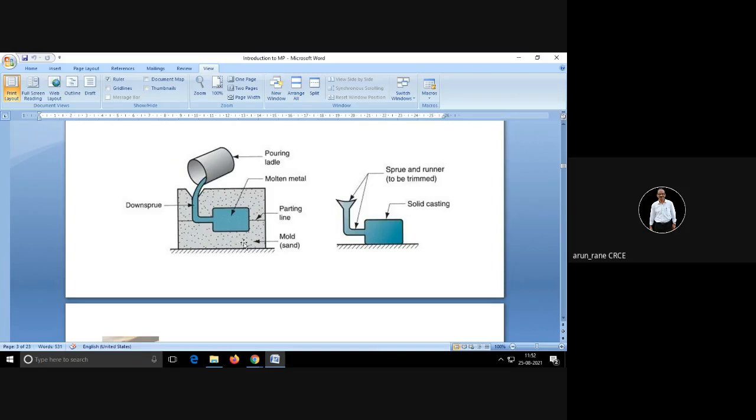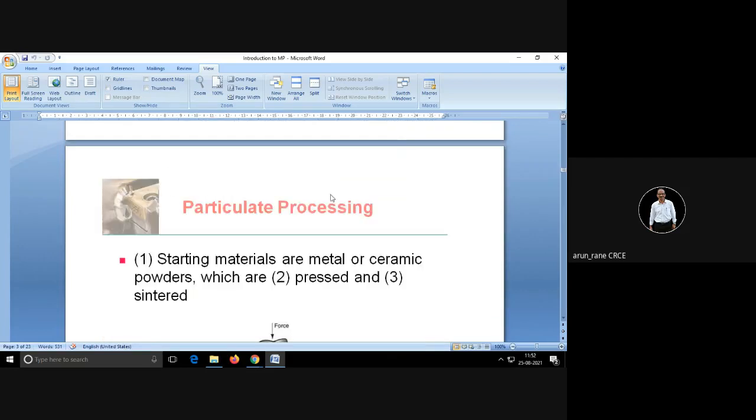Earlier, this casting process was confined to cast iron, but nowadays castings can be done for any material. You talk about steel casting, stainless steel castings, MS castings, brass, bronze, aluminium, any material can be cast.